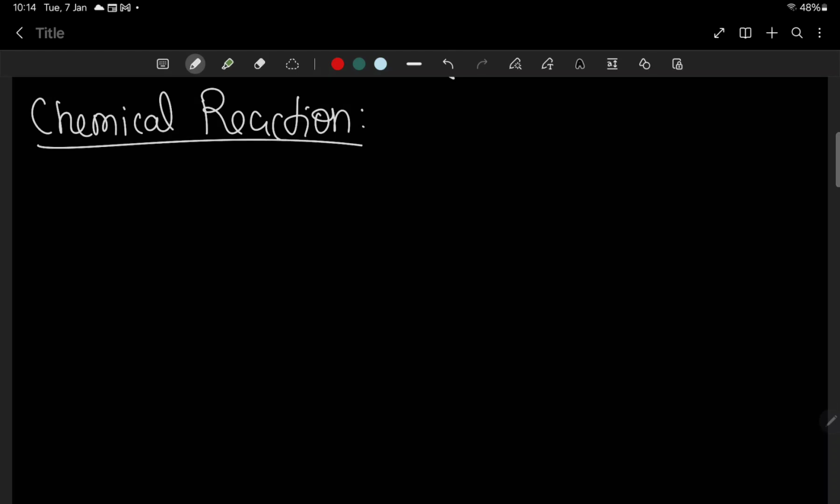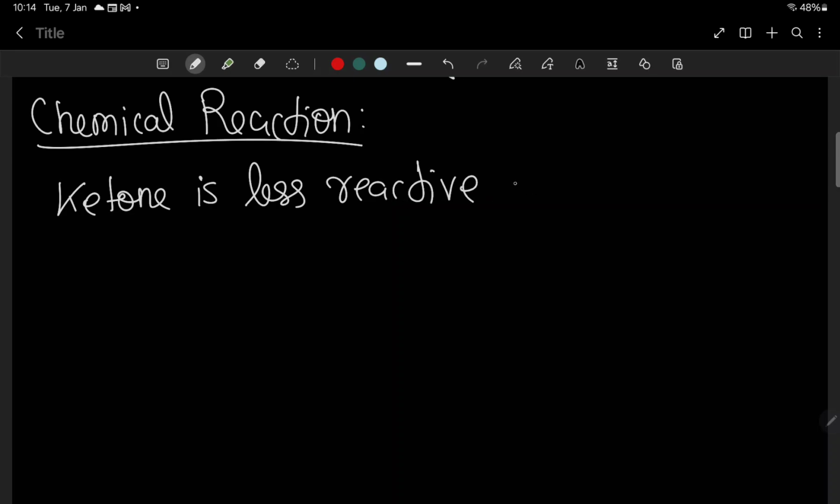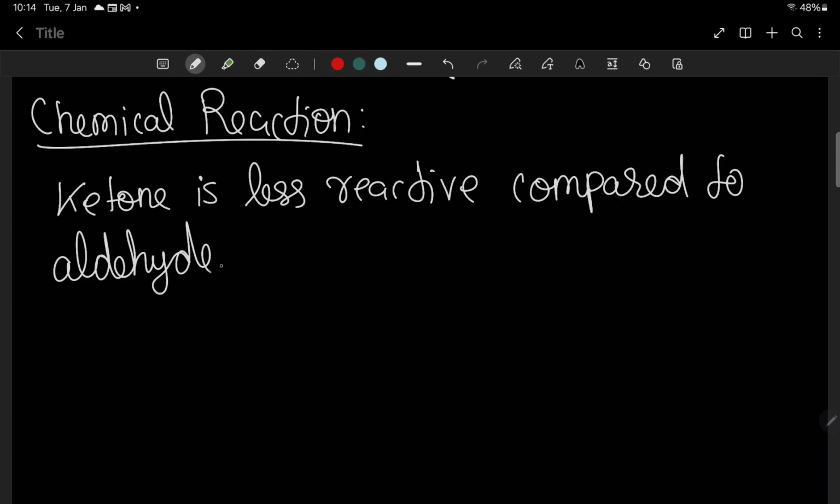What is important in a chemical reaction? First of all, understand one thing. They are telling many random things here. Just understand: ketone is less reactive compared to aldehyde. Understand this thing. This is very important. That's what I have to tell you.